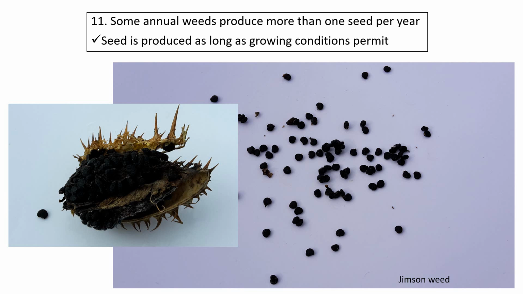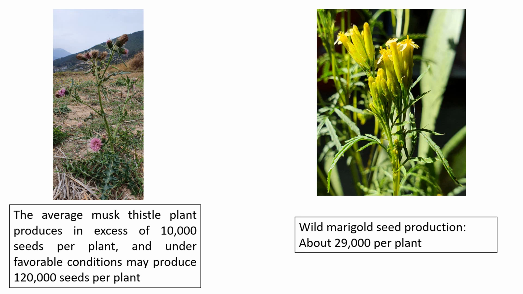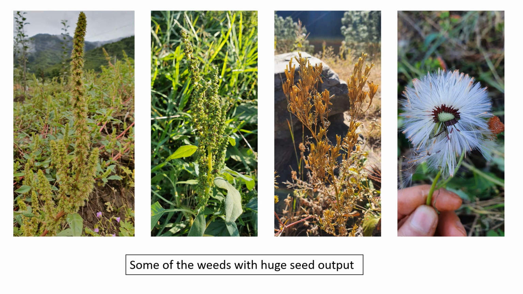11. Some annual weeds produce more than one seed crop per year as long as growing conditions permit. Let's look at some more examples of weeds and their seed producing ability. The average musk thistle plant produces in excess of 10,000 seeds per plant and under favorable conditions may produce 120,000 seeds per plant. Similarly, wild marigold seed production can be about 29,000 per plant. These are some more examples of weeds with huge seed output.